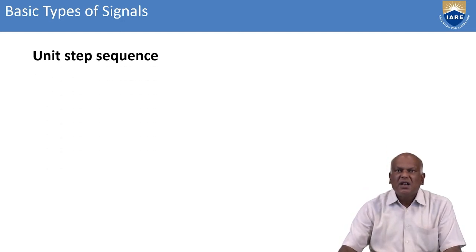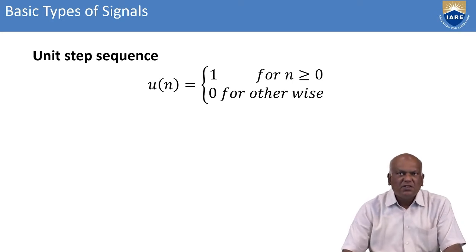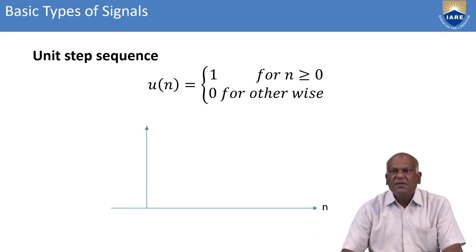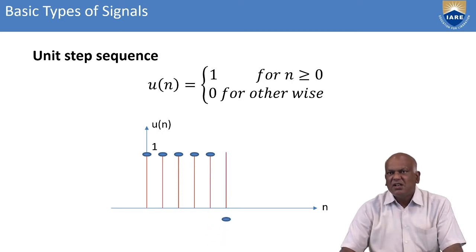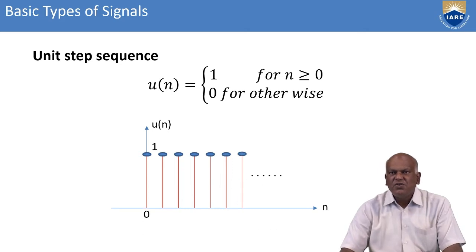In the case of discrete time signals, it is defined mathematically as u of n equal to 1 for n greater than or equal to 0, and 0 otherwise. The graphical representation of the signal is given by pulses. At 0, the sample value is equal to 1. At 1, the value is equal to 1. The samples are like this, 1 for positive values of n. For negative values of n, the u of n value is equal to 0. Like this, we represent the u of n sequence.